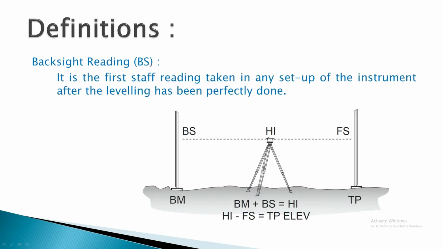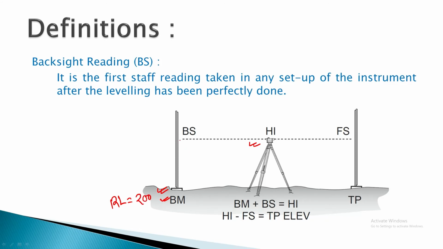So what is the backside reading? As I already told earlier, it is the first staff reading taken in any setup of the instrument after the leveling has been perfectly done. So firstly, the leveling has to be done perfectly. You can see this is the instrument station, the instrument and the tripod stand. The total structure is fixed, leveled and centered. Suppose this is the benchmark. As this is the benchmark, the RL value should be known at this point, right? So suppose the RL value is 200.